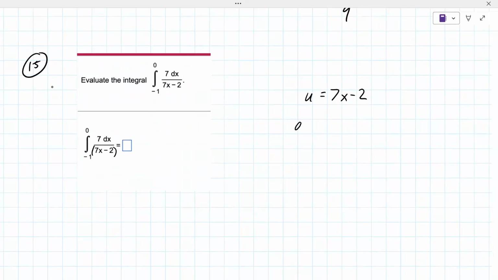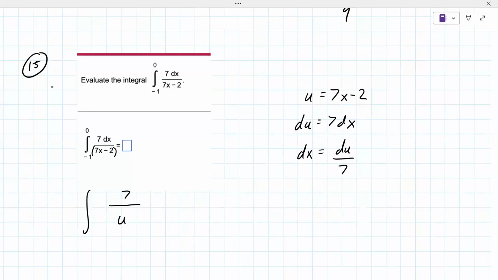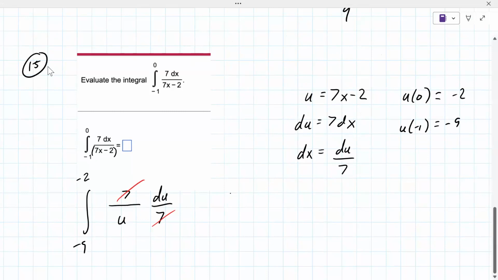for the bottom here, and we haven't done these in a while, but du is 7 dx, and then you solve for dx. So dx is du over 7. So this is the integral 7 over u, and then instead of dx, it's du over 7. Look at that, isn't that nice how it cancels out there? And then you have the choice to either change the bounds by putting them into this original, so like finding u of 0 and then u of -1. I would definitely recommend doing that. So that's -2 for the top. Negative 1 is -9. It just makes it simpler to evaluate when you're all done.